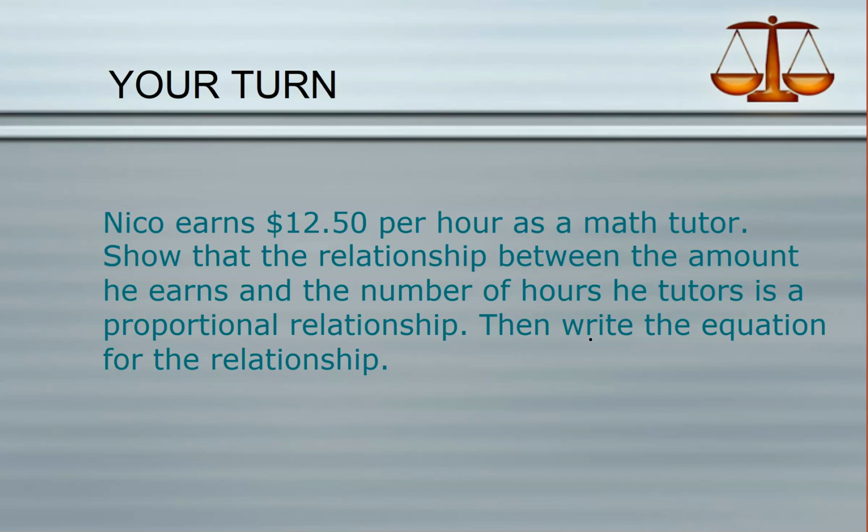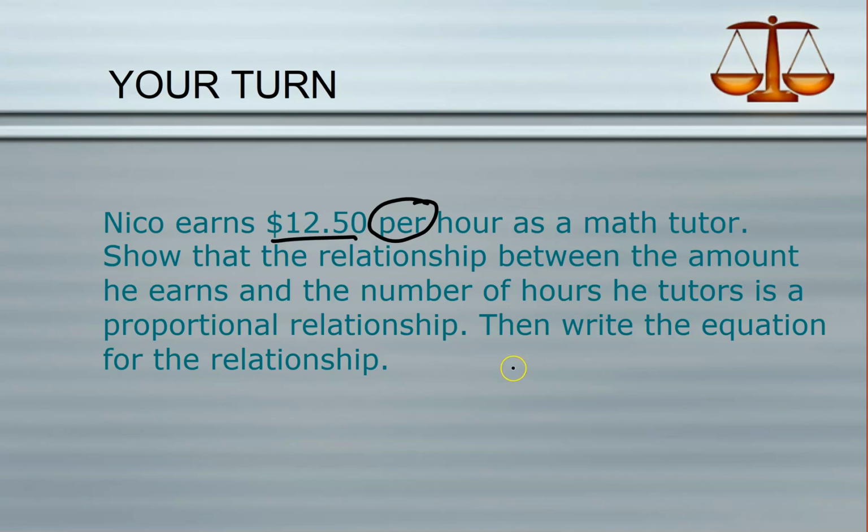All right, so it says Nickel earns $12.50 per hour as a math tutor. Show that the relationship between the amount he earns and the number of hours he tutors is a proportional relationship. Then write the equation for the relationship. So again, we're looking for our keyword. It says per hour, so "per" is near this number. So that means that is my constant or my slope.